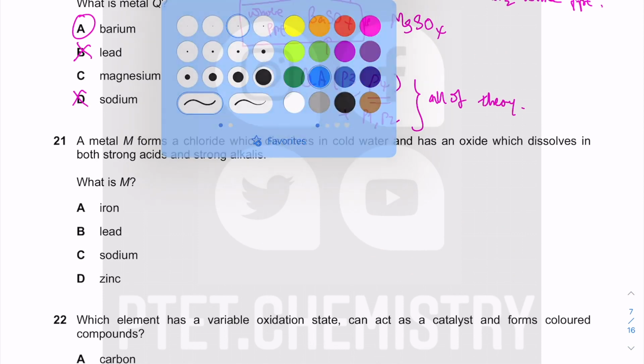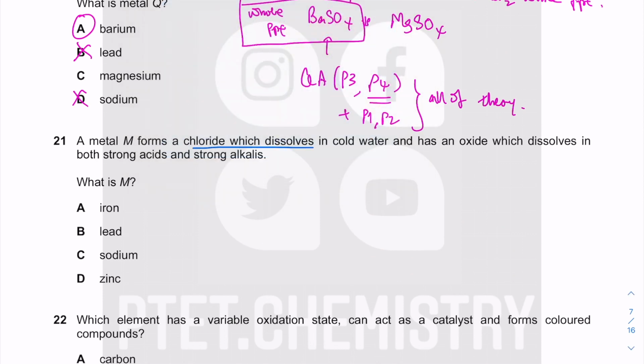Next one, we have metal M. So this chloride dissolved in cold water. The oxide dissolved in both strong acid and strong alkali. So therefore, we're looking for an amphoteric oxide. We're looking for an amphoteric oxide and the chloride dissolved in cold water. Amphoteric oxide, I'm very clear that this is zinc or aluminium that will form amphoteric. Why did I say acid?